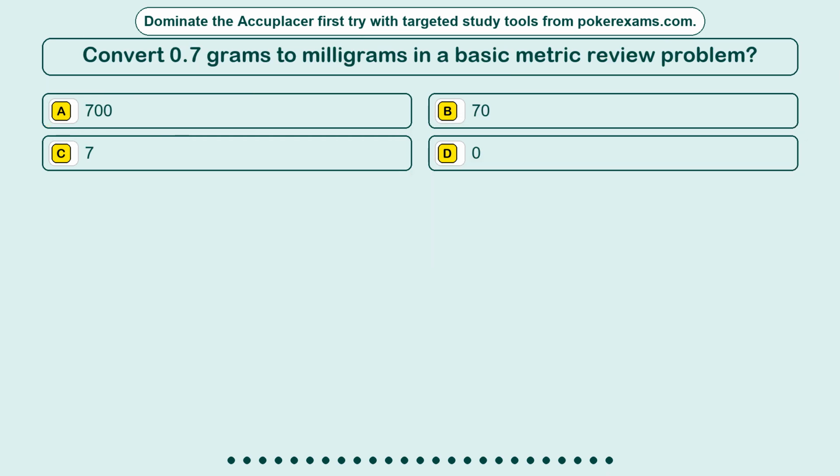Question 6. Convert 0.7 grams to milligrams in a basic metric review problem. Option A, 700. Option B, 70. Option C, 7. Option D, 0.